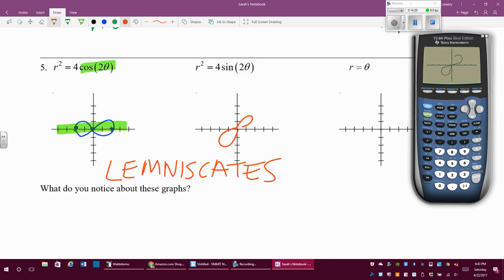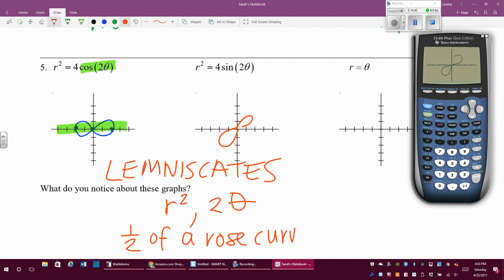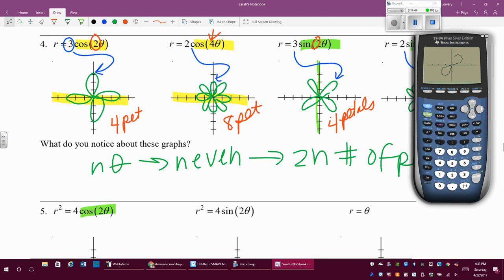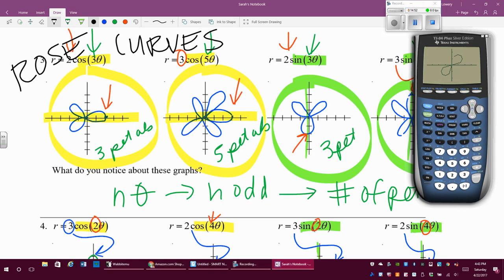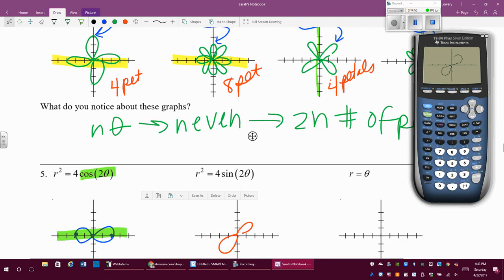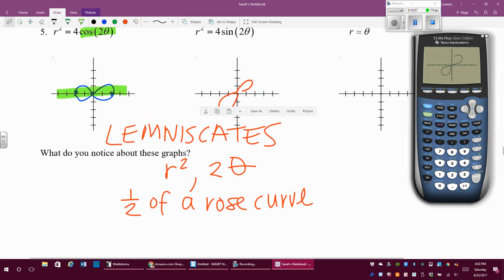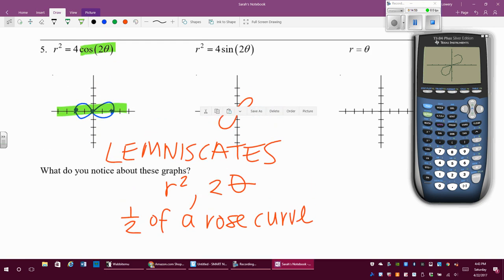Okay, lemniscates always have r squared and they always have 2 theta. And what these are is they're actually like half of a rose curve. By the way, don't forget to go up here and label these all as rose curves. Okay, so those are all rose curves. So lemniscates are like half of a rose curve.